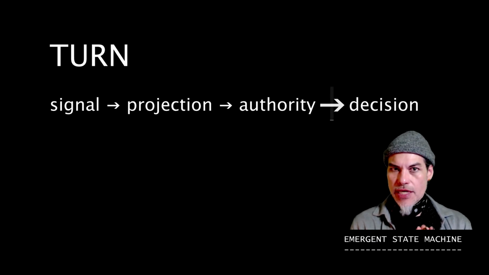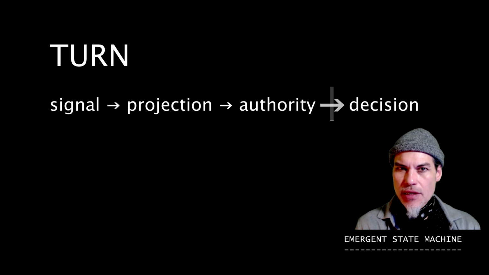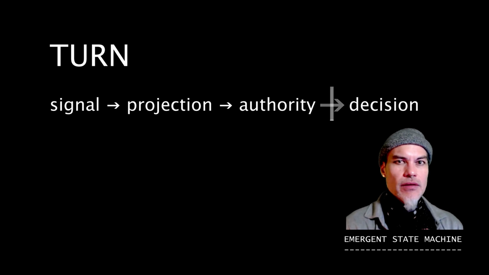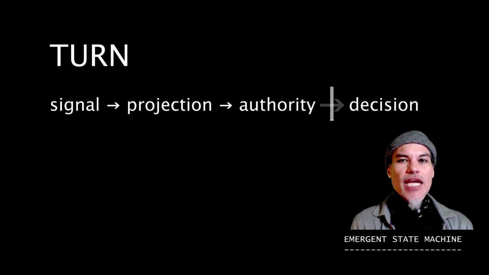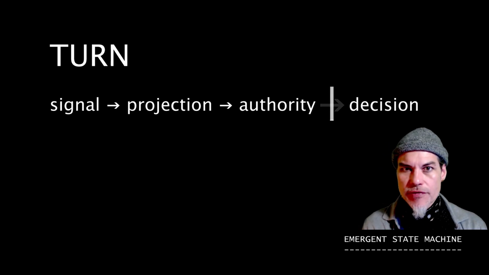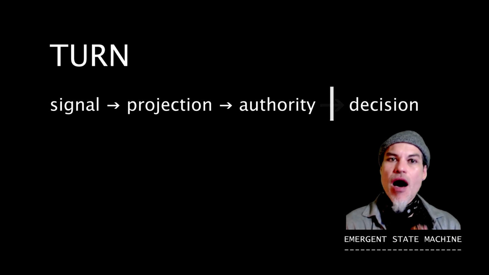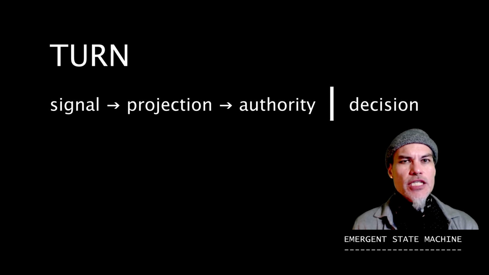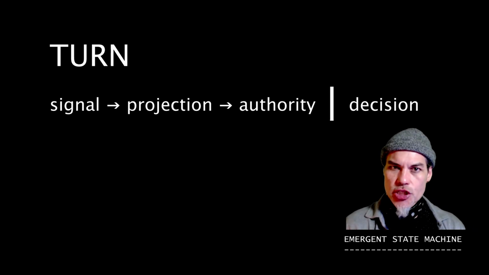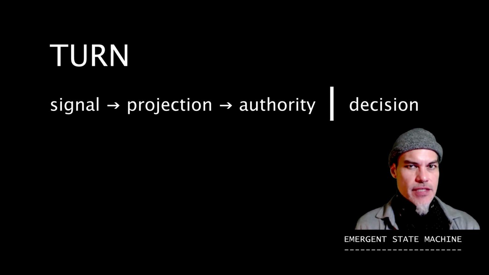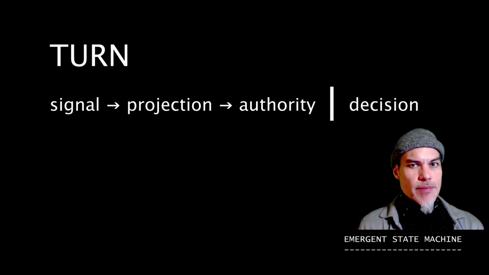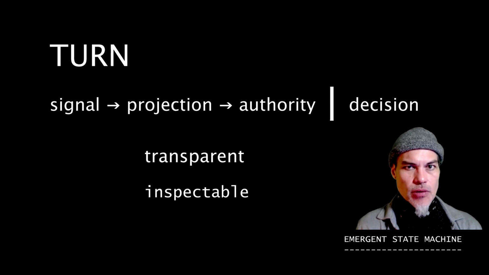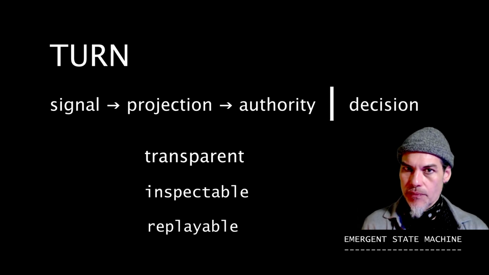In this architecture, that sequence constitutes a turn. A turn is a single decision event in which signals are observed, interpreted, authorized by policy, and produce a decision. Each turn is a structured record of the decision process, which means decisions are transparent, inspectable, and replayable.